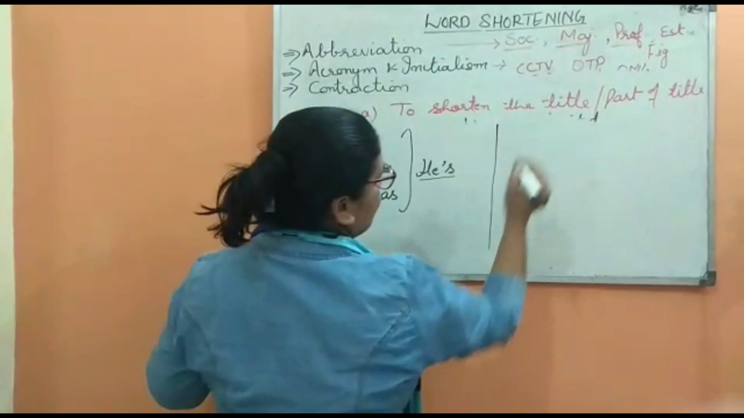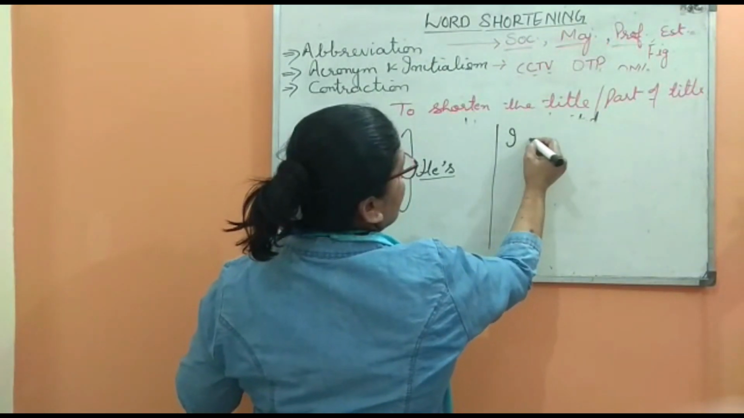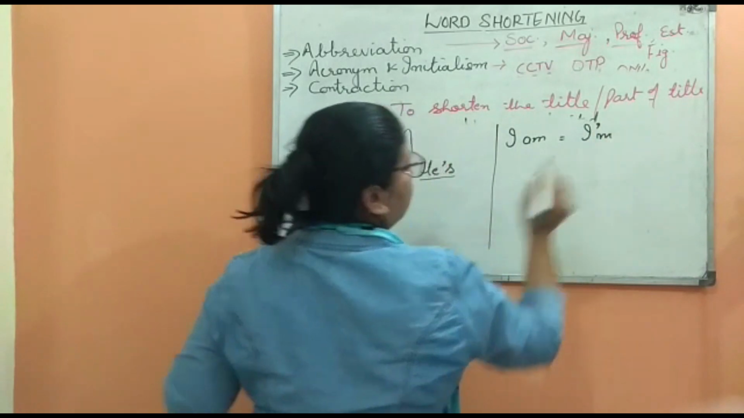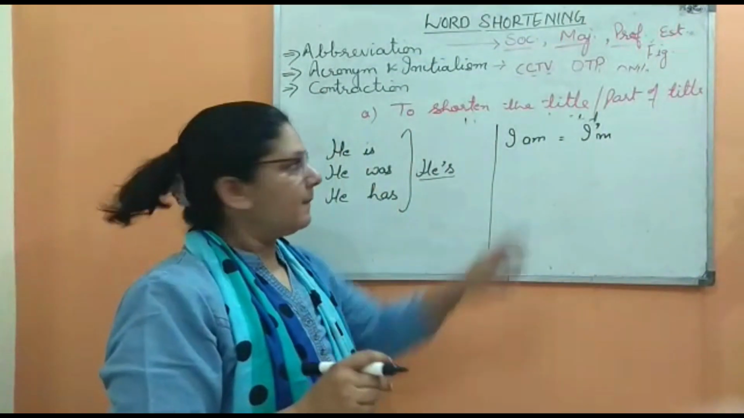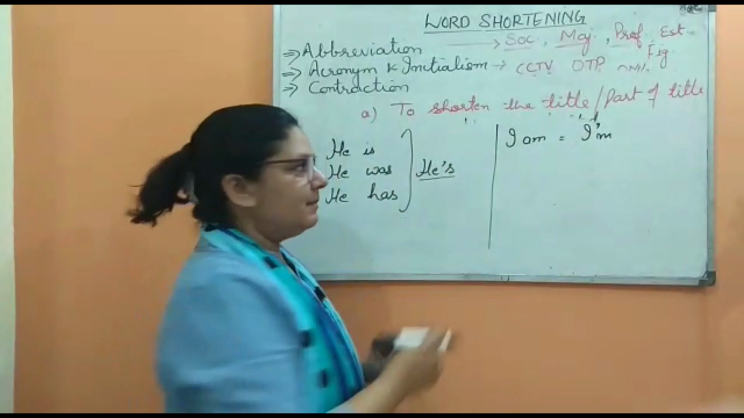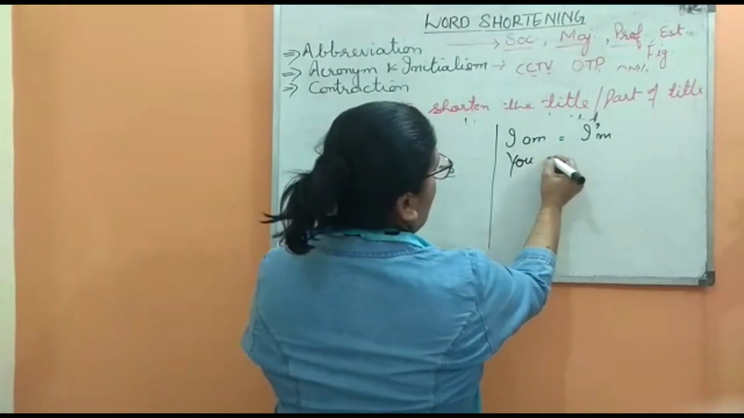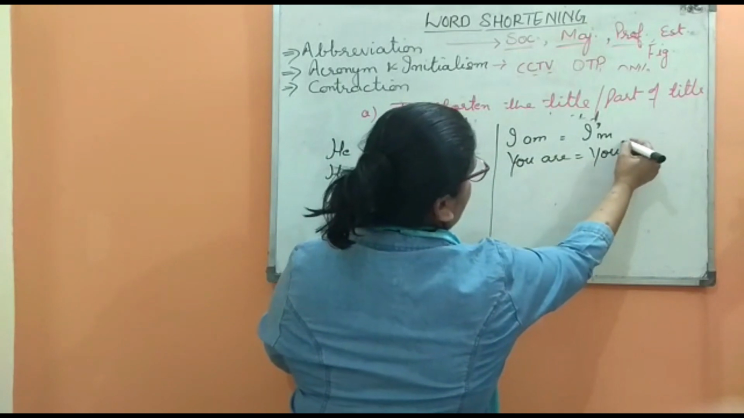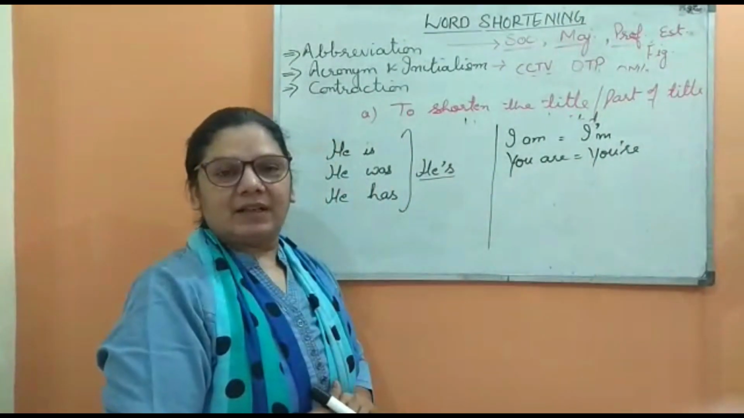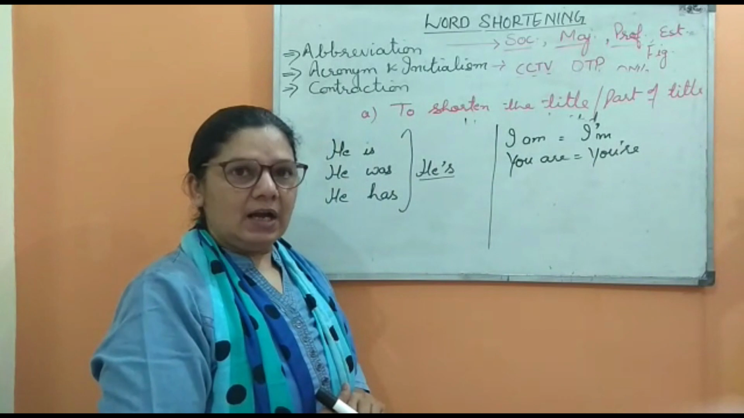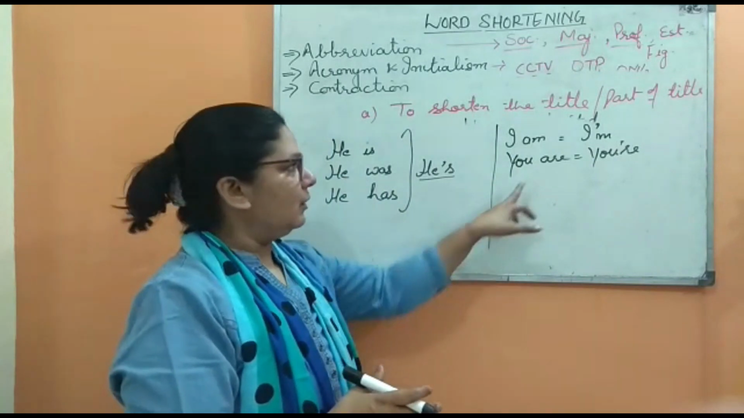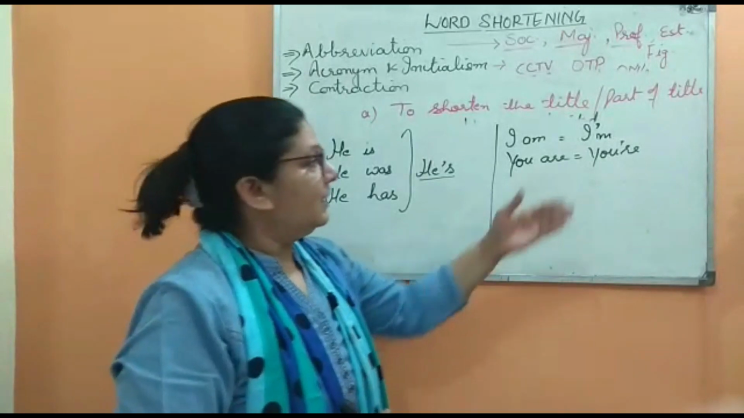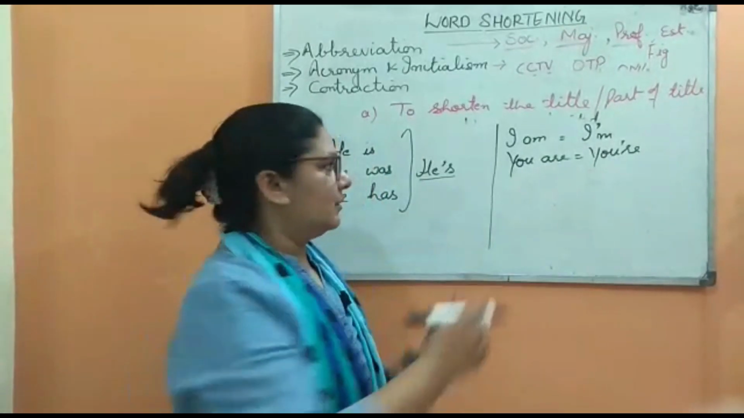Okay. Then the next example is that I am comes to be I'm. You are comes to be, this is the apostrophe, you're. When you write, it is you are. But when you speak, it should be you're.